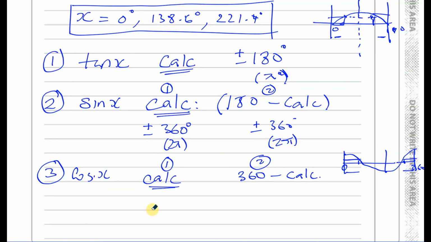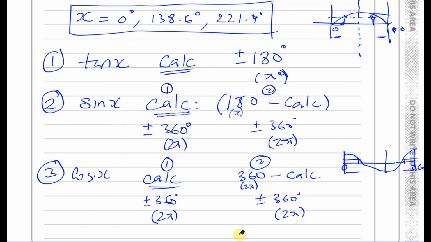And then from here, to find all the other solutions, because this also repeats every 360 degrees, you add and subtract 360 if it's in degrees, or 2 pi if it's in radians, until you're out of your given range. Same here, you add and subtract 360 to this angle and to this angle, or 2 pi if it's in radians. And you keep adding and subtracting 360 degrees until you are outside of the range.